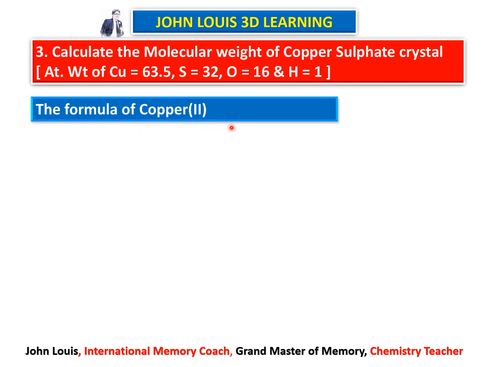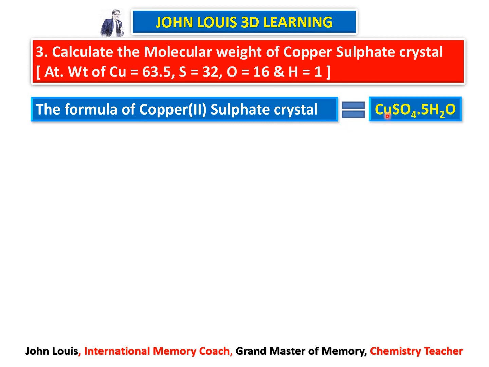The formula of copper sulfate crystal, that is copper 2 sulfate crystal, is equal to CuSO4·5H2O. CuSO4·5H2O: 5 water molecules are attached to this copper 2 sulfate. That's why it is known as copper sulfate crystal. Okay, now what are the elements present in it? Copper, sulfur, oxygen and hydrogen.